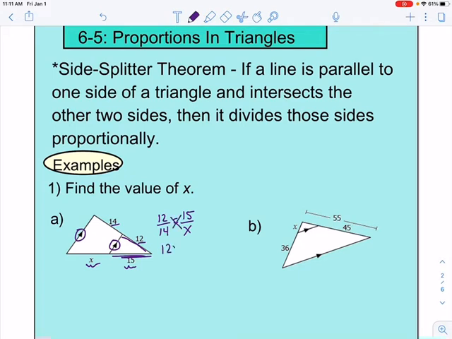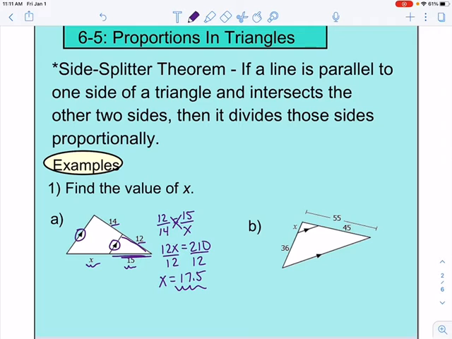So 12 times x is 12x, and 15 times 14 should give me an answer of 210. When we divide both sides by 12, x is going to give you an answer of 17.5. Again, this is only going to work if you have parallel lines there. Otherwise, we always have to do a full side of the triangle to the full side of the triangle.